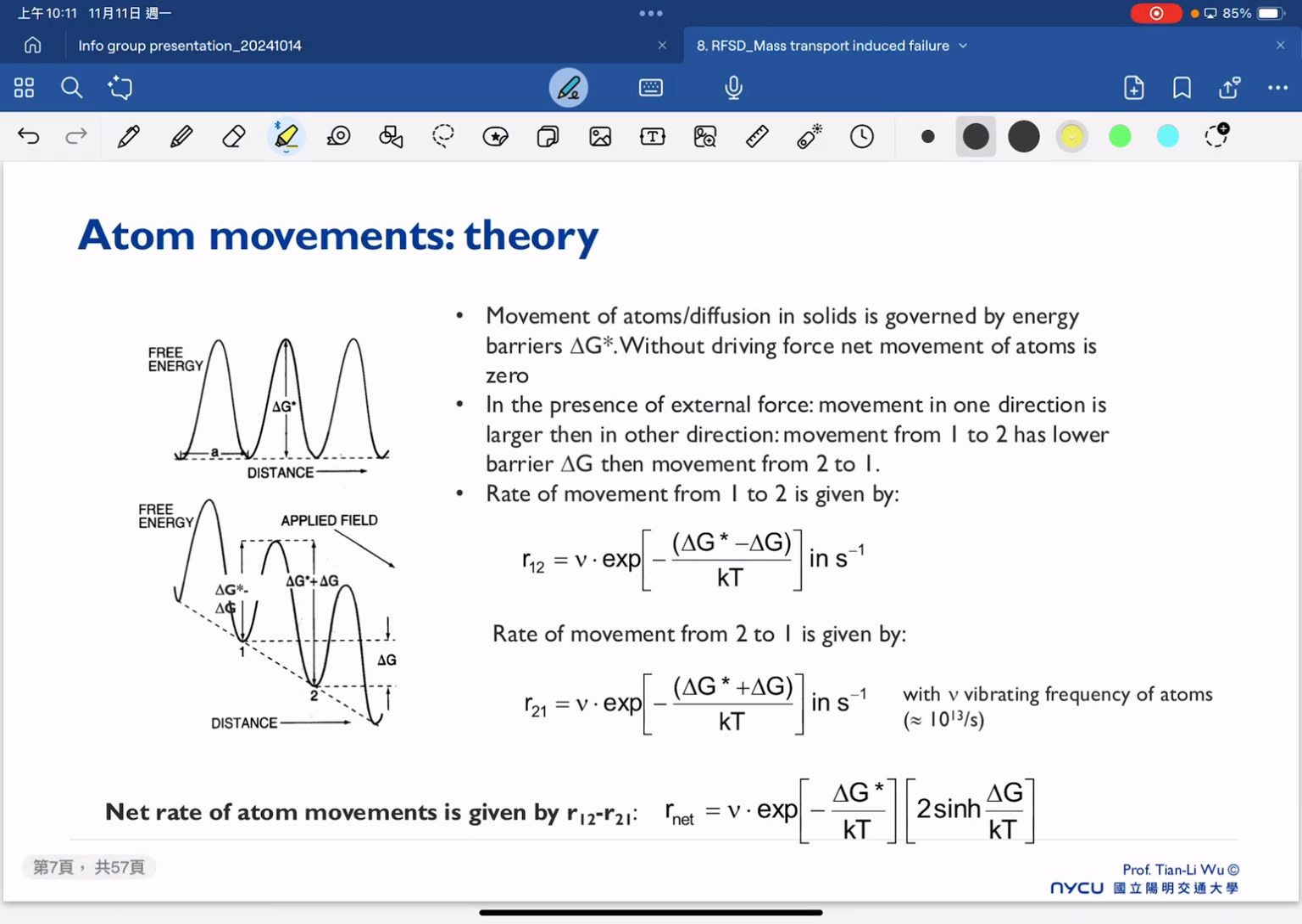Now we're back to why there will be atomic movements. We have already seen in one of our previous lectures how atoms move in the solid. Movement or atomic diffusion in solid is generally governed by the energy barrier of delta G here. And this is the case without driving force. But once we have the external force, then movement in one direction is larger than in the other direction. So the movement from 1 to 2 has a lower barrier than the movement from 2 to 1. This is because we have this applied electric field. And in the end, we can estimate the net rate of the atomic movement by considering R12 minus R21.